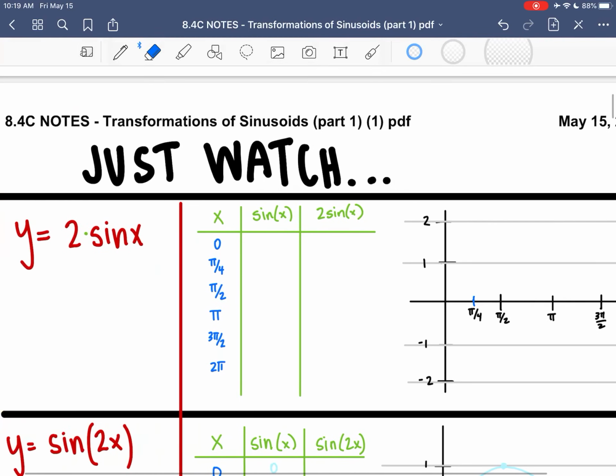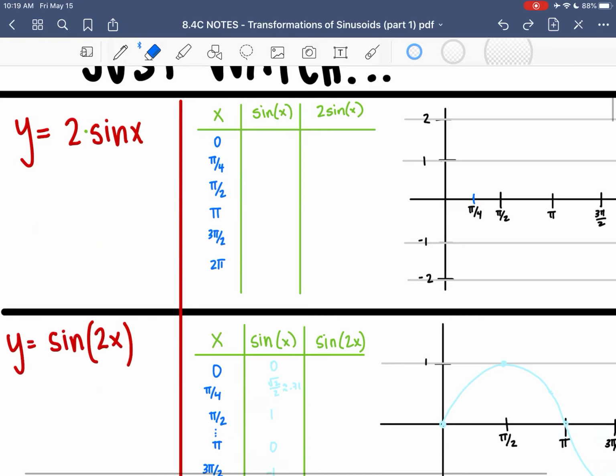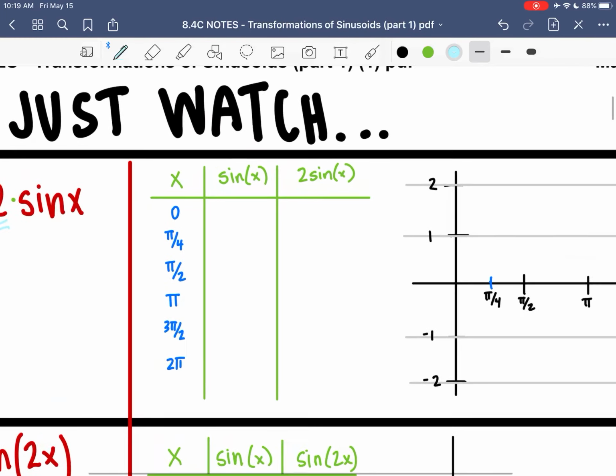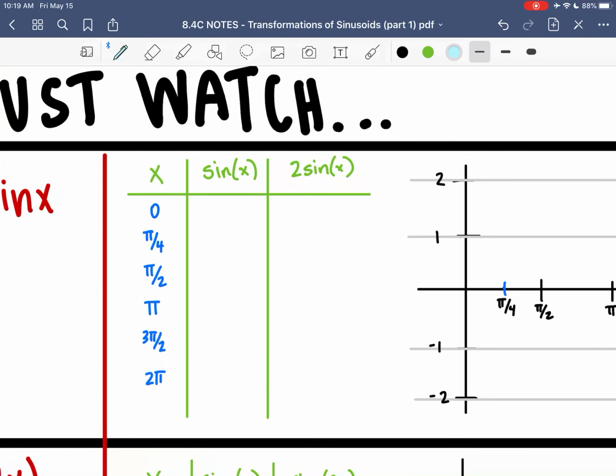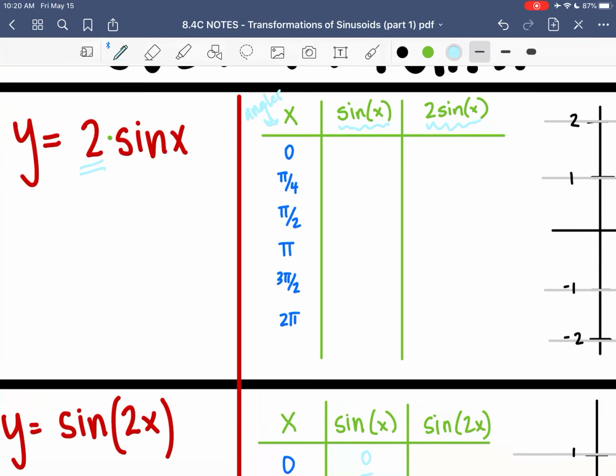What I'd like to do here is compare what the parent graph of sine of x looks like and how this 2 transforms, how it's going to change this graph. So first, let's look at regular sine of x. I made this little chart where these x's are angles. We're going to look at regular sine of x, the parent function, and then we'll see how 2 sine of x changes. Let's fill in some values for sine of x first.